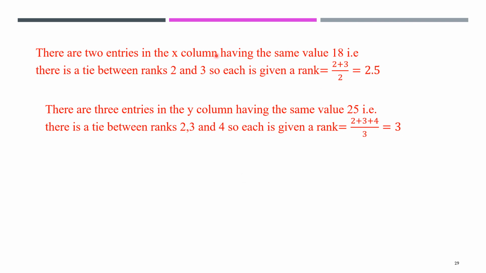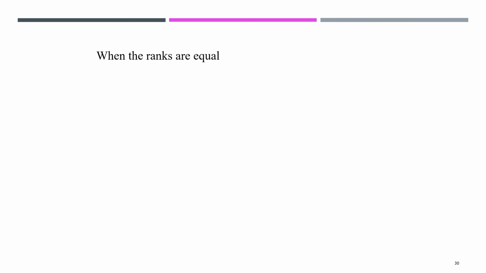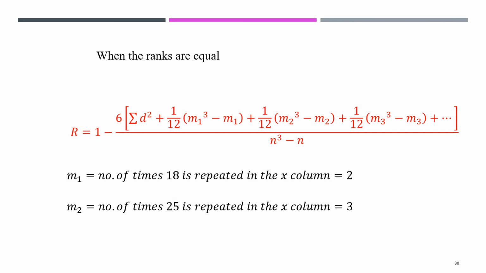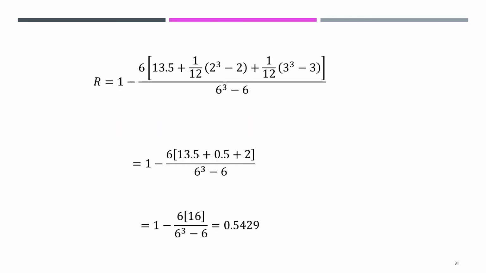There was a tie between the second and third rank in the x column, so 2.5 is the average. And there's a tie between the second, third and fourth ranks, so the average of 2 plus 3 plus 4. If there are 3 numbers, divide by 3. If there are 2 numbers, divide by 2. So the average comes out to be 3. Summation d square is 13.5. Substituting everything, M1 is 2, M2 is 3 because 18 was repeated 2 times and 25 was repeated 3 times. Calculating the value of capital R, which is 0.5429.